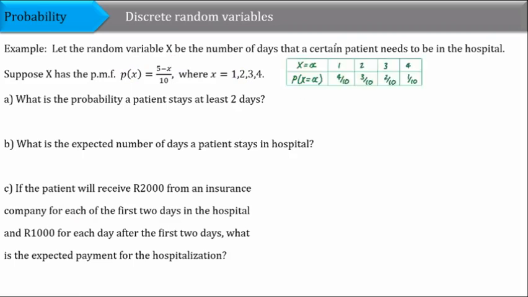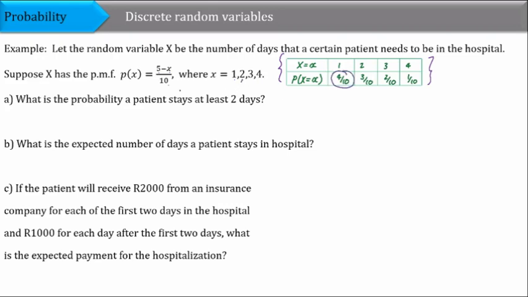Before we do that, I've included a table over here just to ease our calculations a bit, because it's always simpler to work from a table if the range of x values is fairly small. So in this case, as I said before, when x is 1, then the probability will be 5 minus 1, so that's 4 over 10, which is that 4 over 10.